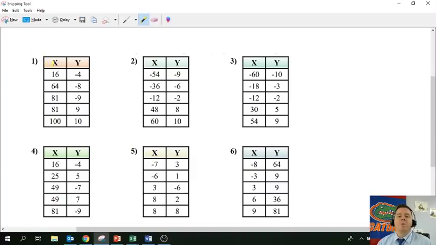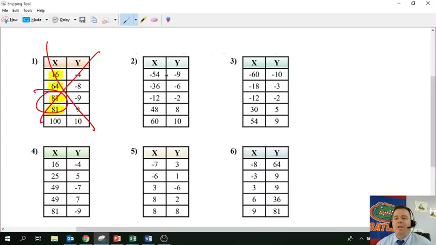All right, if you look at number 1, let's look at x. And of course, this is just a normal input-output table. We've been working with these since 3rd grade. If you notice here, 16, so I'm good. 64, okay. 81, okay. Now, I have two 81s, and what that means to me is that I have two x's that are the same, and automatically that tells me that this table does not demonstrate a function. I can stop there. I don't have to worry about going on anymore.